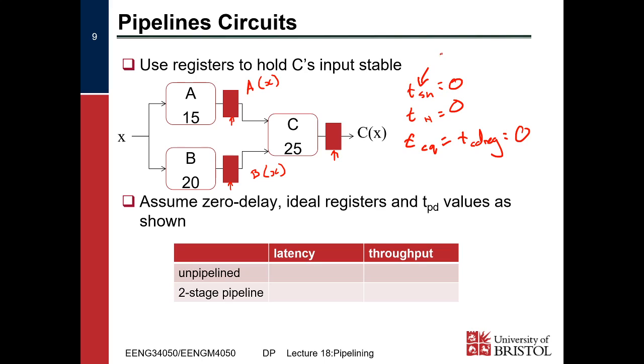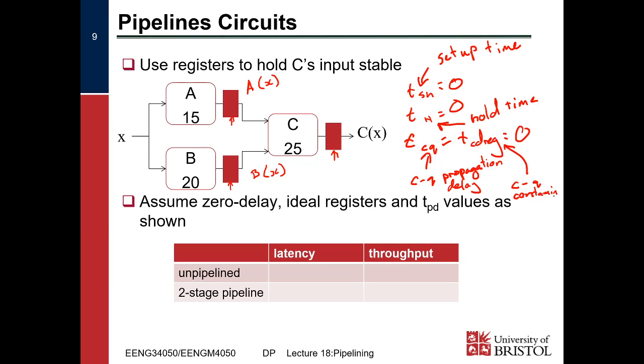That wasn't clear. That's the setup time of the register. This is the hold time of the register. So these are the values we saw in our system level timing and our sequential lectures. This is the clock to output propagation delay. And then that one is the clock to output contamination delay.